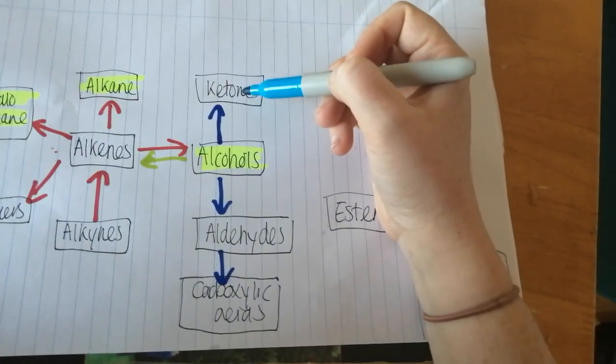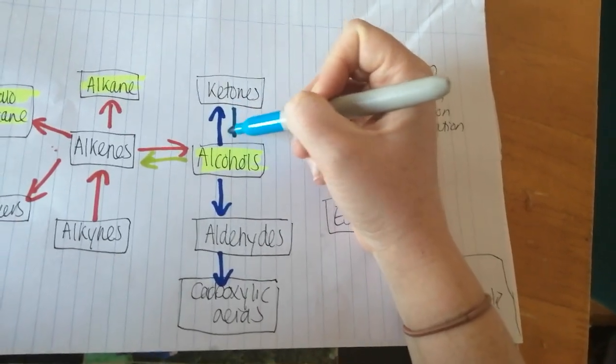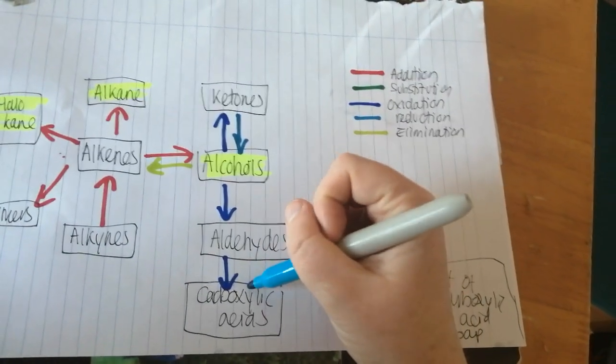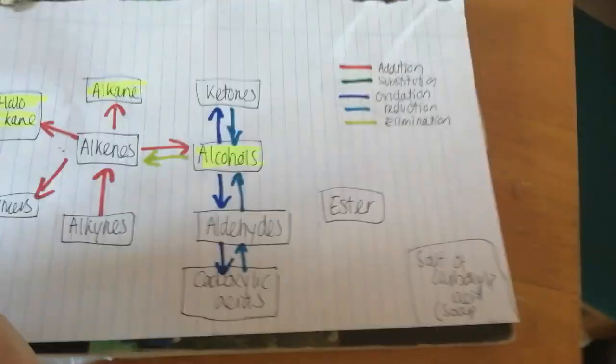Now, once you become a ketone, you can go backwards. So that's the opposite of oxidation. So obviously that will then be reduction. So these guys can turn back from a carboxylic acid to an aldehyde and back from an aldehyde to an alcohol. Okay.